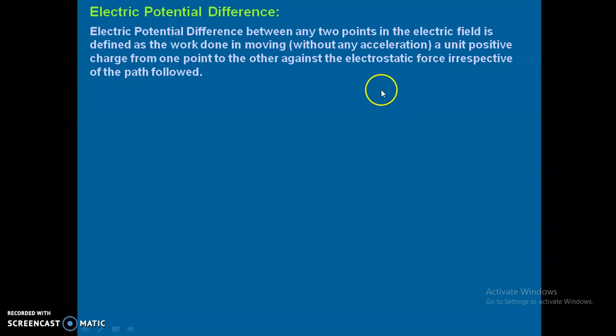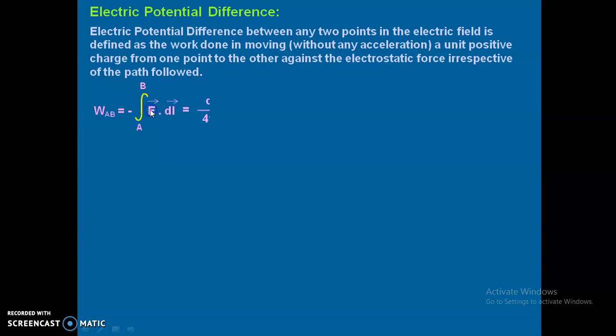And which electrostatic force? The electrostatic force which is provided by the source charge, in the field of which the test charge has to be moved. Because it is written one point to another, so those 2 points, from where to where the test charge has to be moved, should be situated in the electric field of the source charge. So there must be work done against the electrostatic force which is exerted by the source charge, right?